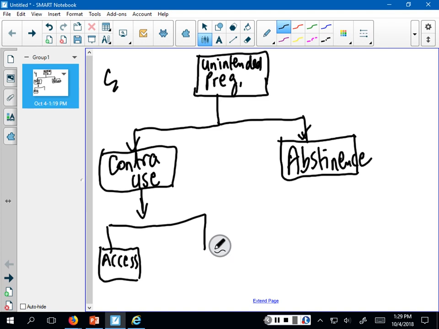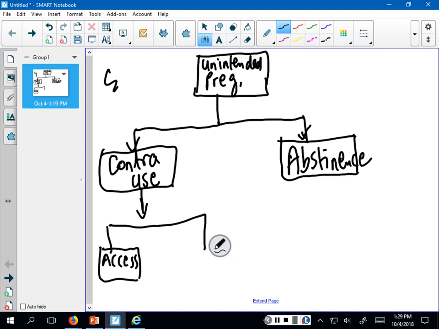So, the higher the abstinence levels, the lower the unintended pregnancy rates. And the higher the levels of effective contraception use among sexually active girls and women, the lower the levels of unintended pregnancy. Does that make sense? Is everyone following? Okay.